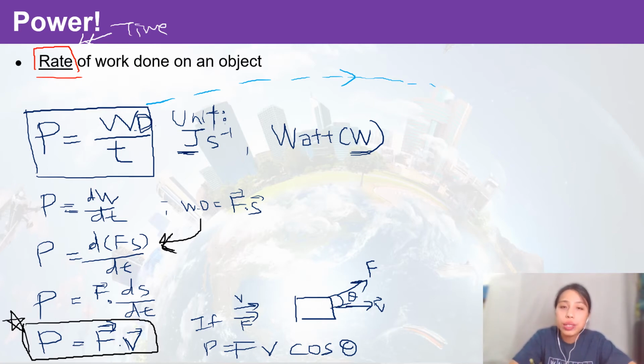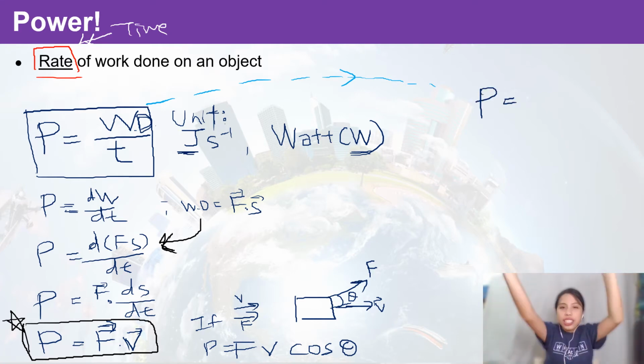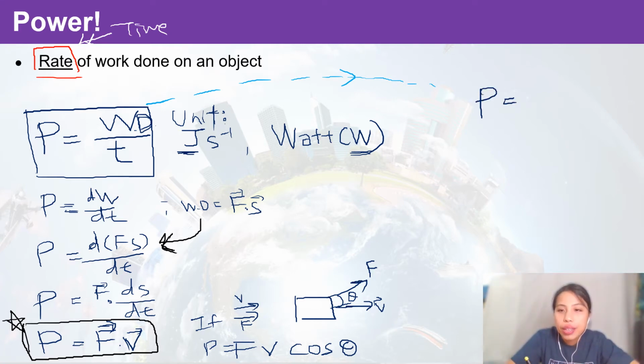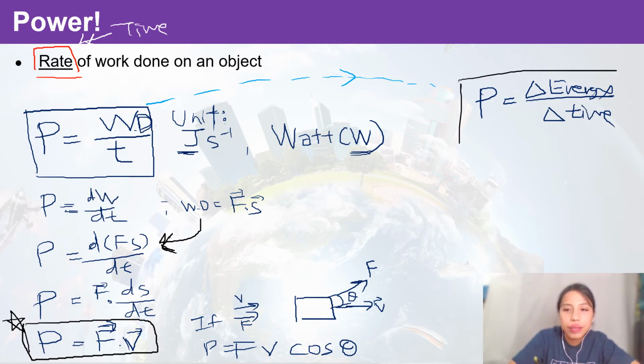So another way you will see people talk about power, this is the last one, is how much energy is released in a short amount of time. So you can say it's a change in energy over a short amount of time. This is basically another way of saying the first equation.